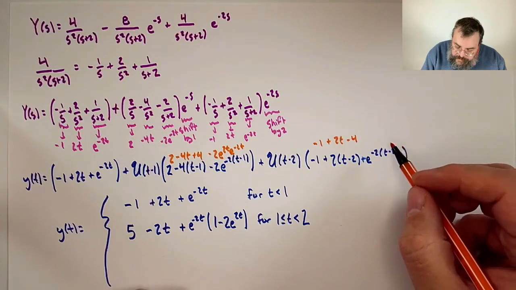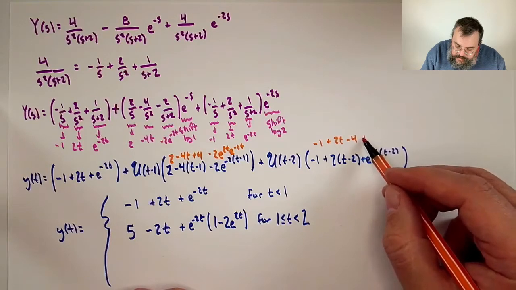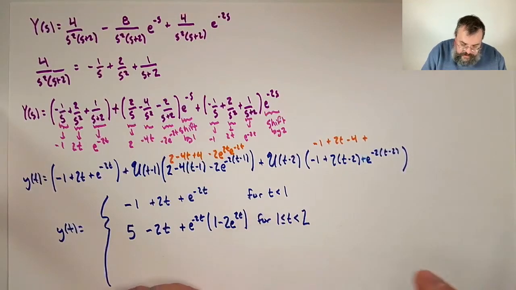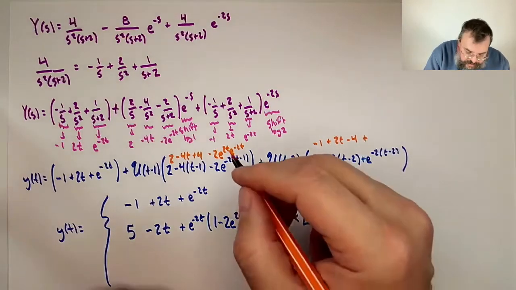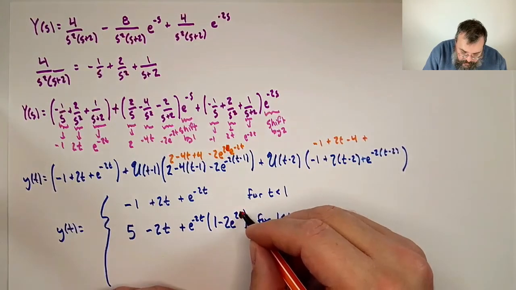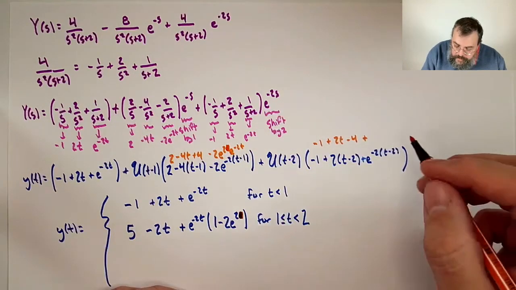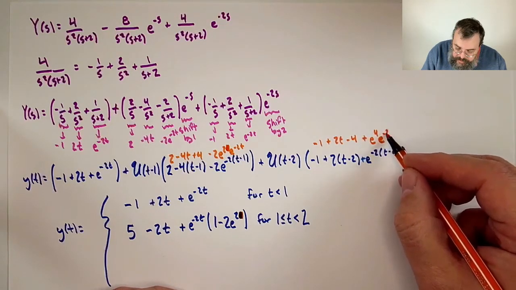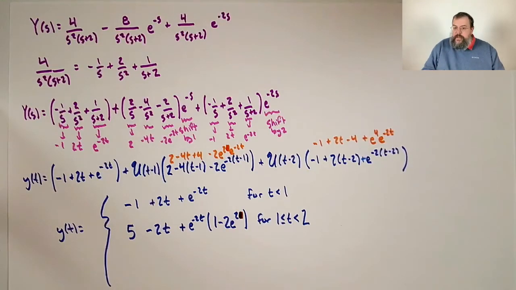And the last part will be plus... why did I write e to the 2t? It's not e to the 2t, it's just e to the 2. My goodness. Okay, and this will be e to the 4, e to the minus 2t. All right. Well, what does that make?